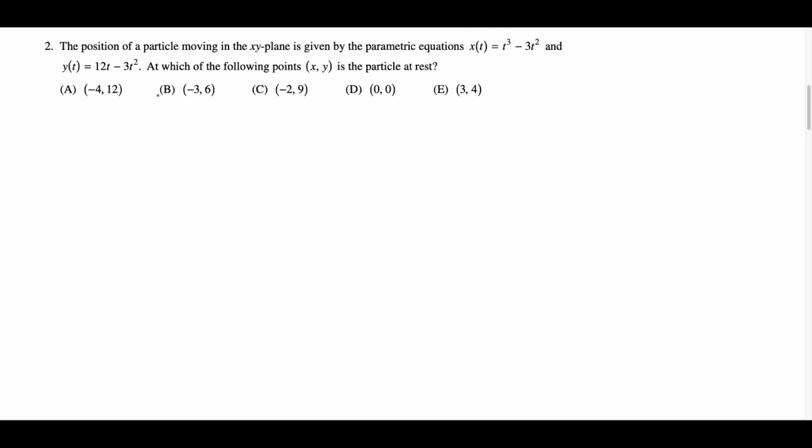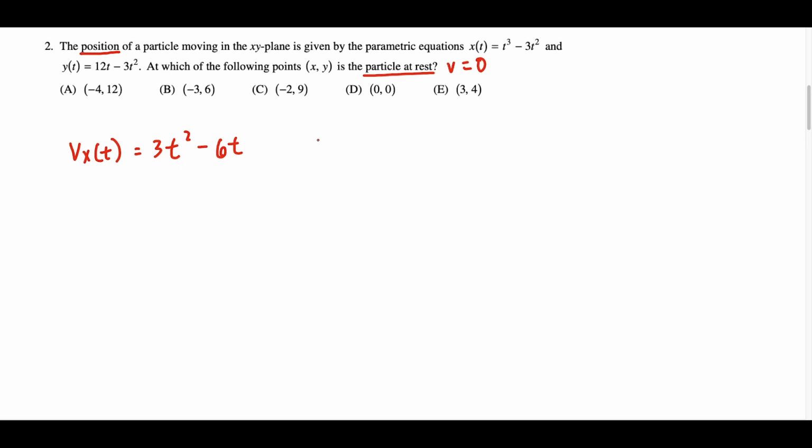Now for the second question here, we're given the position of some particle in the xy plane, and we have equations for the x and y component of the position. And we want to know at which point the particle is at rest. Now the key idea for this is that the particle is at rest when the velocity is equal to 0. So to find the velocity, we have to find the velocity of the x and y components. If we label this here, the velocity of the x component of the particle, we're going to do the power rule on this equation here, and we're going to get 3t squared minus 6t.